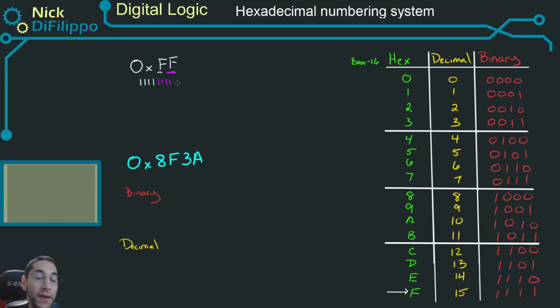Now we have an 8-bit number, and if we convert this to a decimal number, we get that this is equal to 255 in base 10. That means when we convert FF to decimal, we should get the same number, 255.